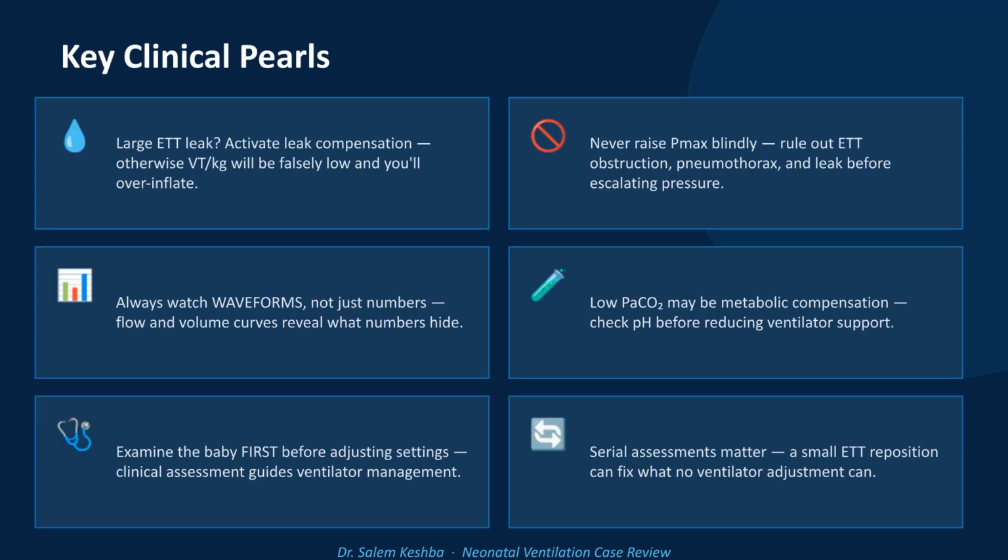Remember these key clinical pearls. Activate leak compensation with a large ETT leak. Never raise Pmax blindly. Rule out obstruction, pneumothorax, and leak first. Always watch waveforms, not just numbers. Low PaCO2 may be metabolic compensation, so check the pH. Finally, examine the baby first, and remember that serial assessments and a small ETT reposition can be more effective than ventilator adjustments.